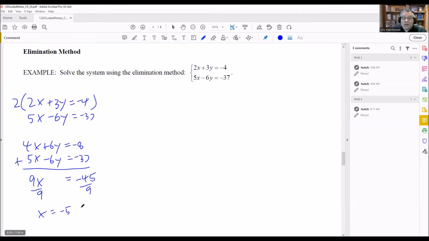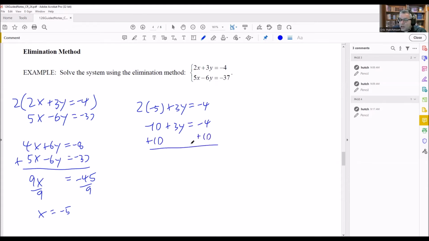Okay, so now we have one of our answers, but remember these kind of systems, you need to get a coordinate for your answer. We now need to put this back into either equation. It doesn't matter. We can use the first one or the second one. I'll use the first one here. So we're going to do 2 times -5 plus 3y equals -4. And I get -10 plus 3y equals -4. And I'm solving for y. And so I need to add 10 to both sides there. And we get 3y equals 6. Then divide both sides by 3. And we get y equals 2.